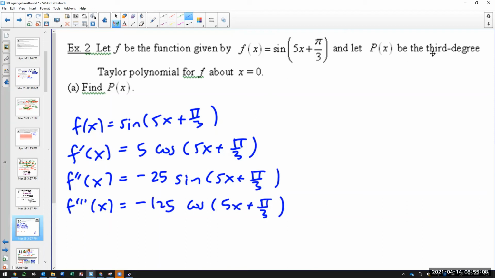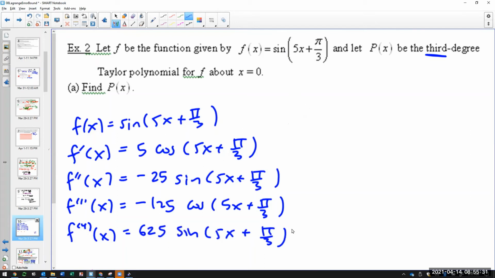And I know I only need the third degree, but I'm going to go one more, guys, because I'm going to use Lagrange. So I'm going to use one more. And so this will be positive sine of 5x plus pi over 3. But I have to multiply the 125 by 5. So that's 5 times 5 times 5 times 5, which is 625.